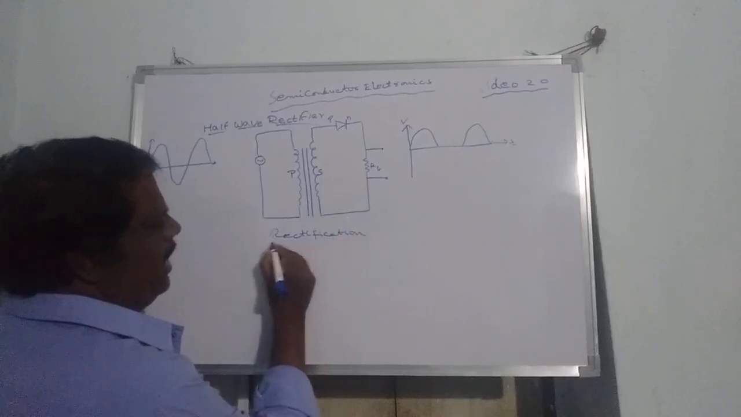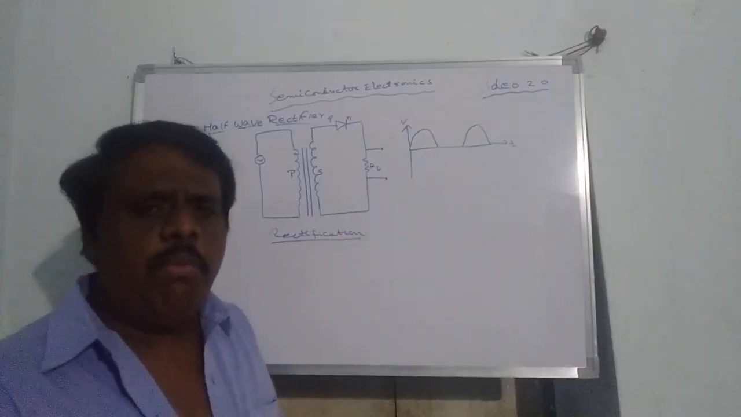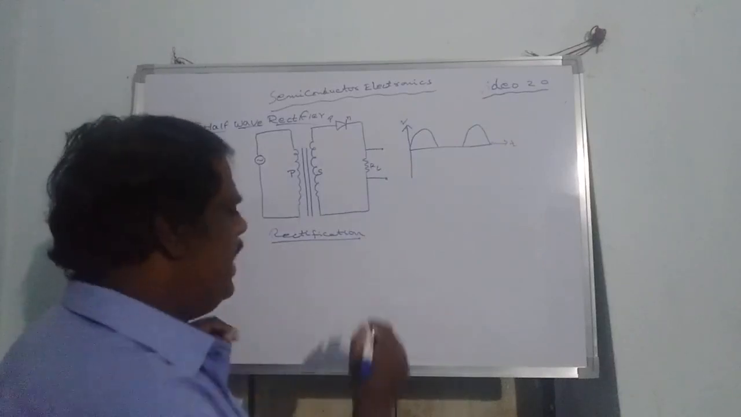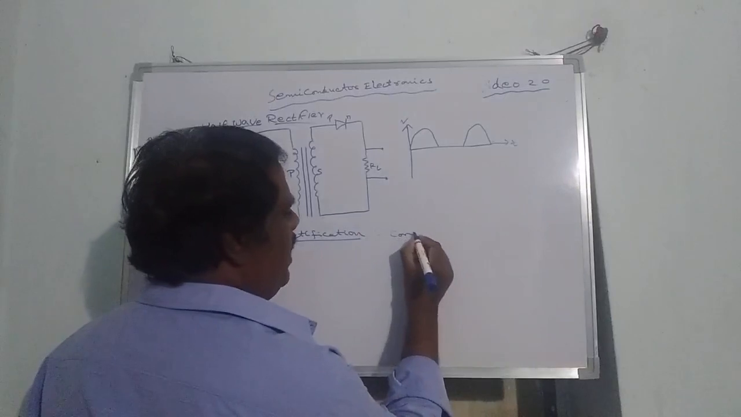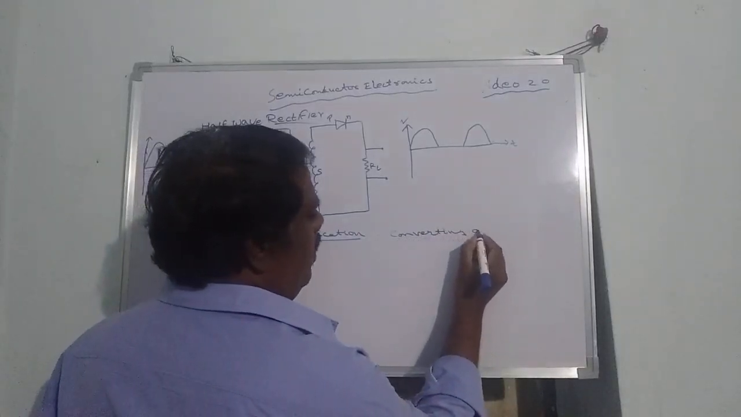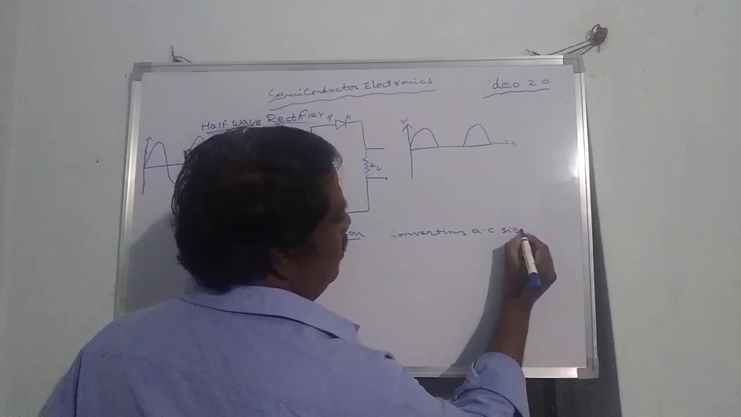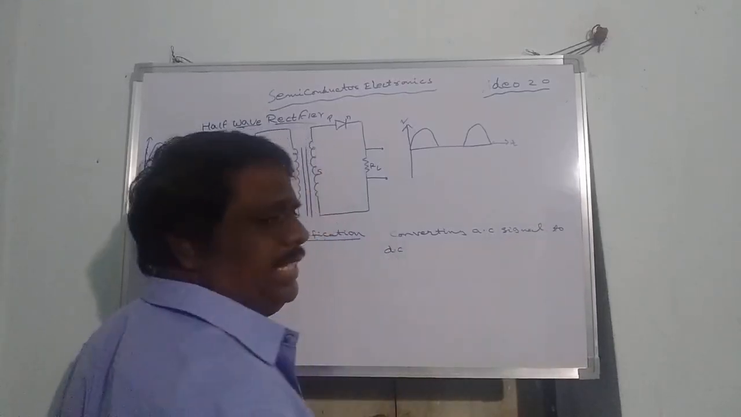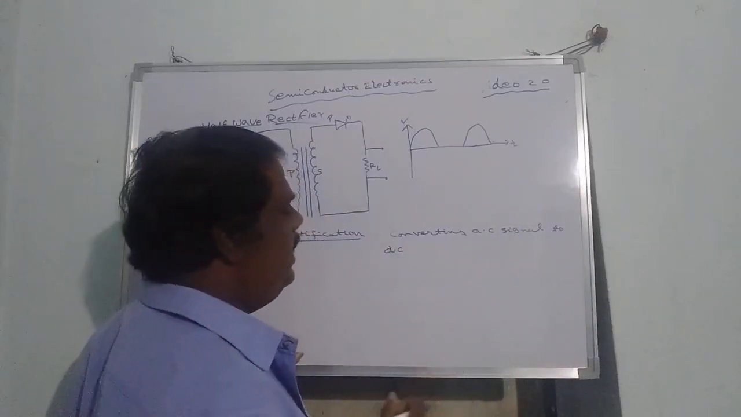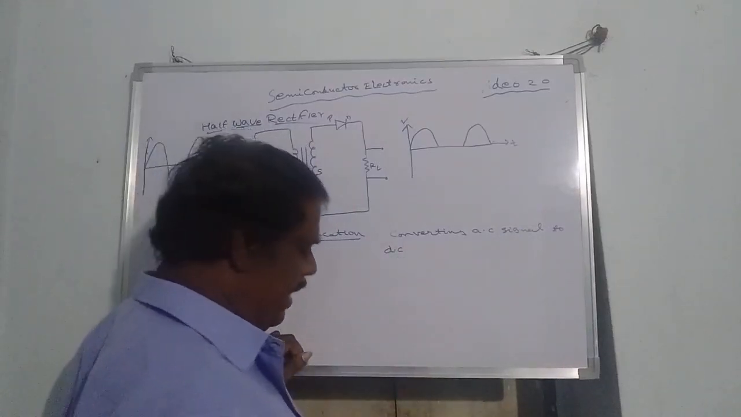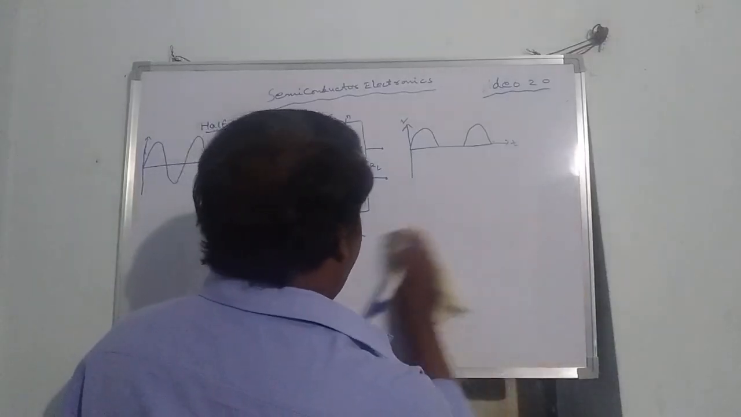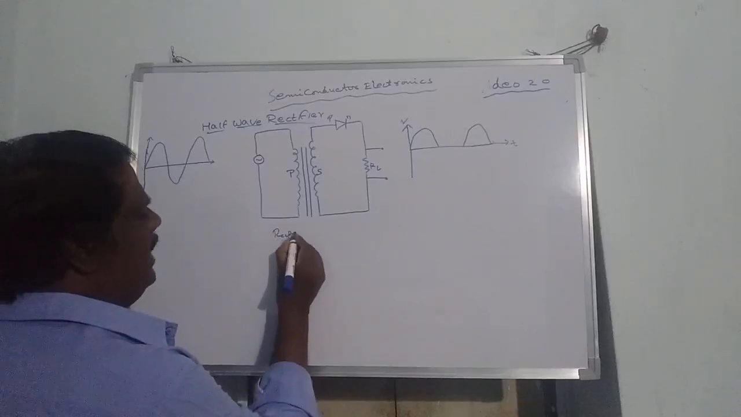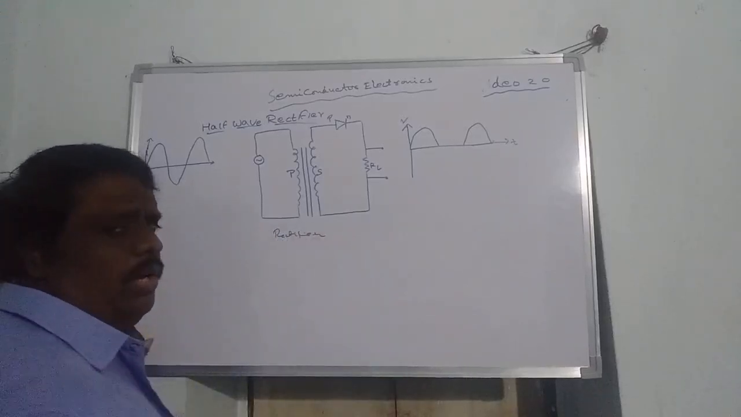What is meant by rectification? Rectification is a process of converting AC, alternating current, into direct current. That means converting AC signals to DC. AC into DC is called rectification. The device which is used for this conversion is called a rectifier. So a rectifier is nothing but a device which converts AC into DC.